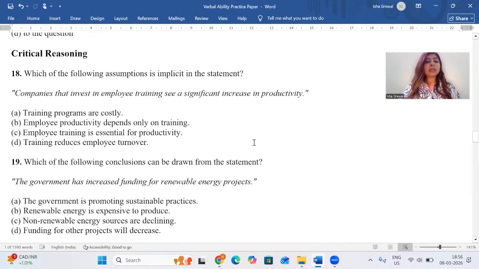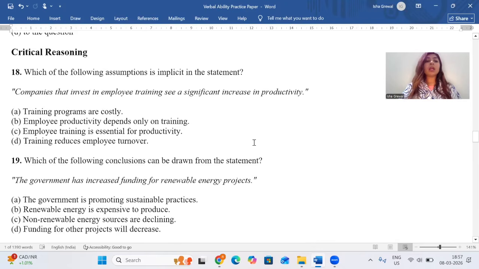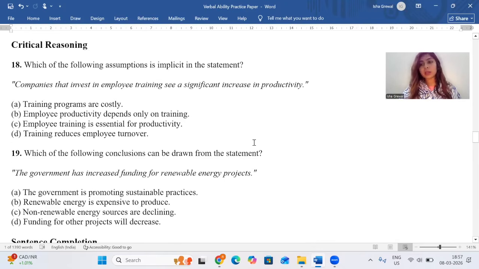Okay, now critical reasoning, which of the following assumptions is implicit in the statement? Now you have to understand what assumption is being given in the statement. Companies that invest in employee training see a significant increase in productivity. So the sentence is saying those companies which invest in training the employees, they see an increase in the productivity of their company. So training programs are costly.